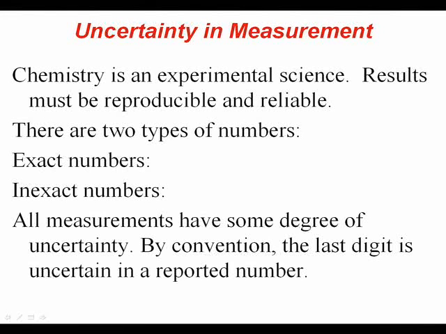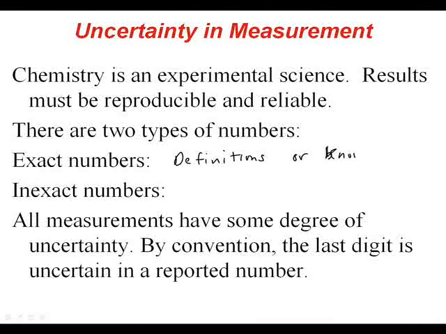Chemistry is an experimental science. That means results must be reproducible, reliable. There are two types of numbers. Exact numbers, that's what I'm talking about, definitions. These are obtained, known by definitions or known by counting.